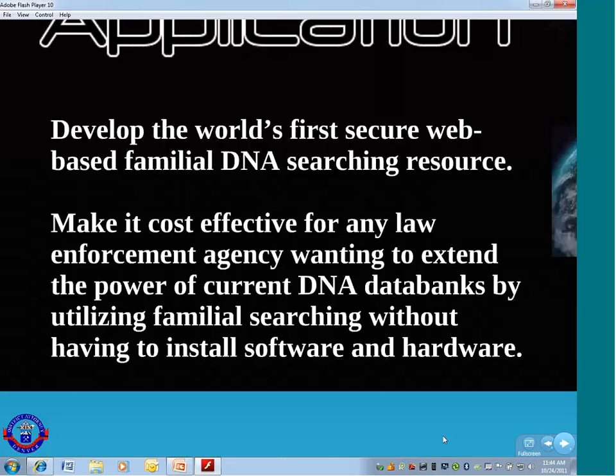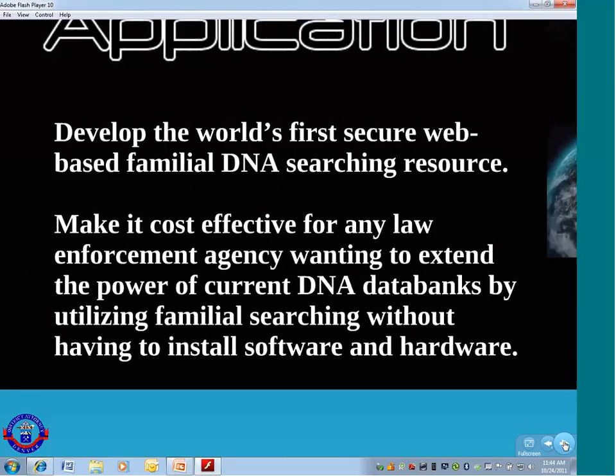It wouldn't have to be in the United States. It could be anywhere where you have a DNA database, and we're in the process of developing that with the National Institute of Justice and the National Forensic Science Training Center down in Tampa, Florida.